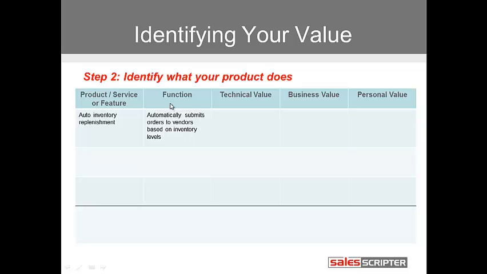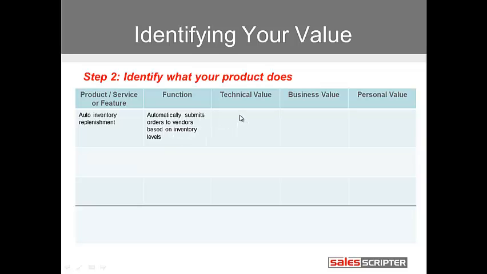Step 2 is to think about what the function of that product is. This is a fictional example. I've never worked for any company that sold anything like this, so some of this might be correct or might be completely wrong, but it's just an example. We're going to use a software product that's auto inventory replenishment software. What does it do? Well, at the most basic level, it automatically submits orders to vendors based on inventory levels.